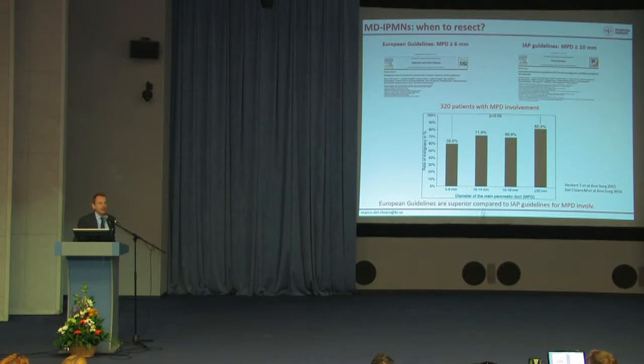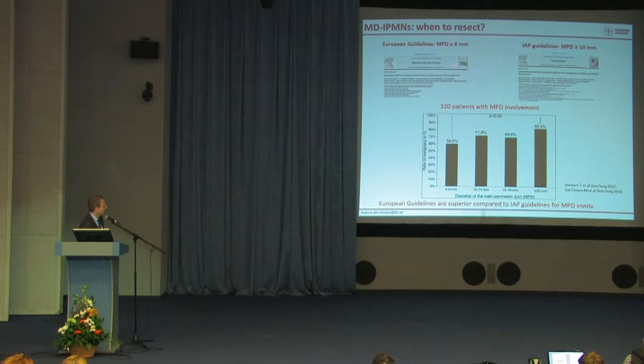Who is right? Tanaka or European? European guidelines say that main duct dilatation over 6 millimeters is an indication for surgery, and Tanaka says 10 millimeters. Actually, my friends from Germany published recently in Annals of Surgery, and we are very happy to make a nice comment on this paper. A very nice paper on consecutive 320 patients with main duct pancreatic involvement who went to operation. They showed that from 5 to 9 millimeter dilatation, you already have 60% of cancer. So main duct dilatation is a really big prognostic factor. 10 millimeters is too much to wait.